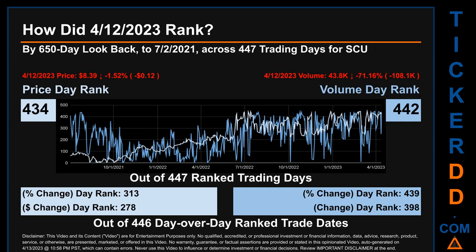The line graph overlays price and volume's daily ranking, as shown respectively in light versus dark blue, across those target days' trading days. In this view, essentially the dips are good whereas the spikes are bad. The price's day-over-day percentage change, dropping minus 1.52% on the 12th of April 2023, had a day rank of 313 while its dollar difference of minus 12 cents had a rank of 278 when compared day over day across 446 trading days. Volume's percentage change and difference were ranked respectively at 439 and 398.